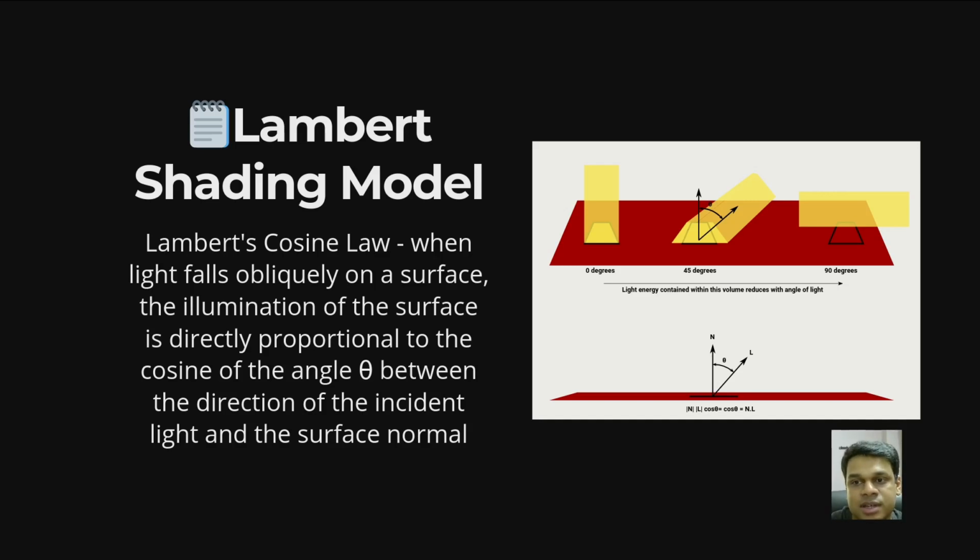Now let's look at the other extreme example, the third picture on the right here. This is 90 degrees, which means that the light is making a 90 degree angle to the surface.